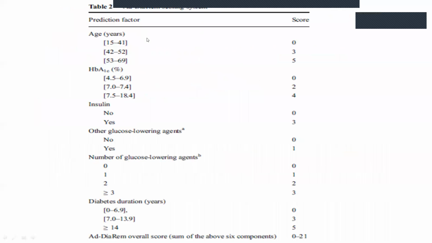So this was the AD-DIREM score, in which they used age, HbA1c, and insulin. In this case, insulin was given only 3 rather than the 10 which was given in DIREM. Also, they added duration, and also the number of glucose lowering agents used.